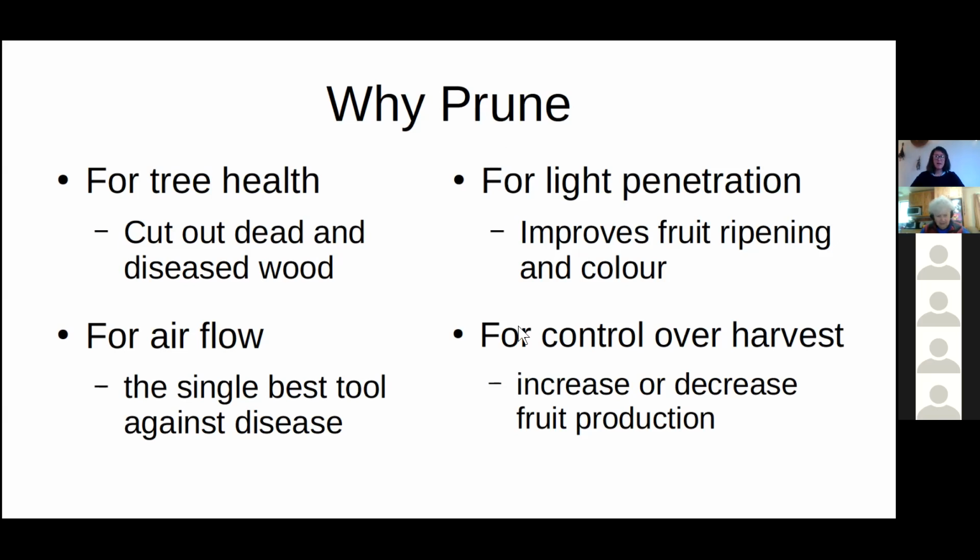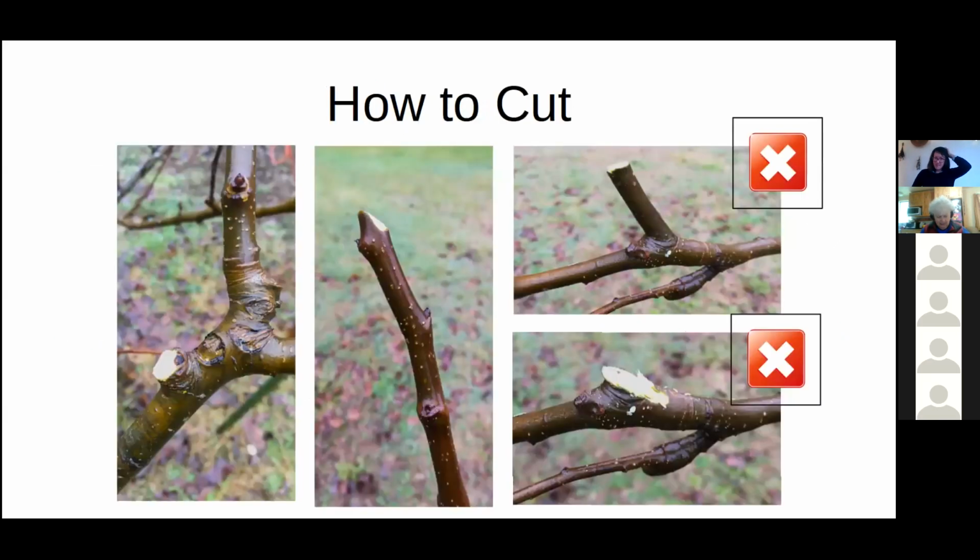Okay. How to cut. So I know a lot of you know this already. What we have here on the left are a couple of good cuts. So here we have the goal of trying to make the wound as small as possible. With a lot of your cuts, you want to make a slight diagonal cut. You want to do it just above the bud. And then all of the growth energy of the tree is going to be directed to this bud.